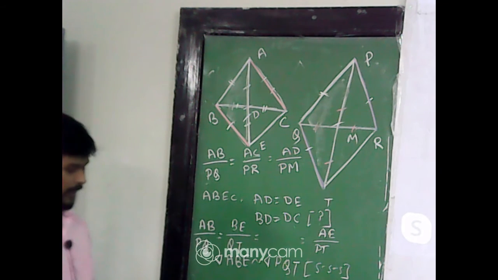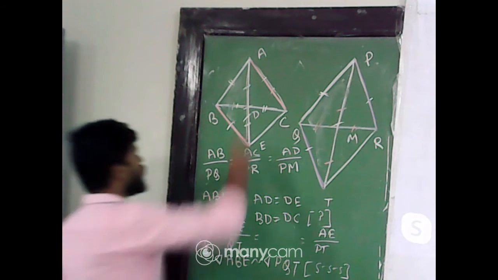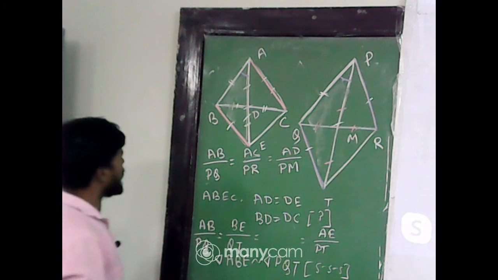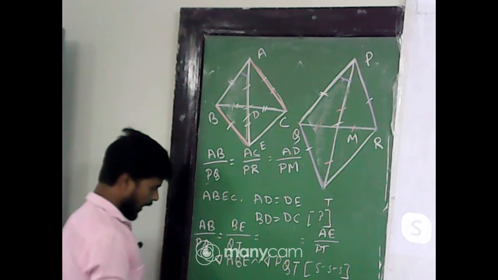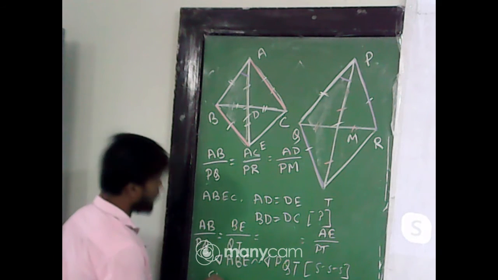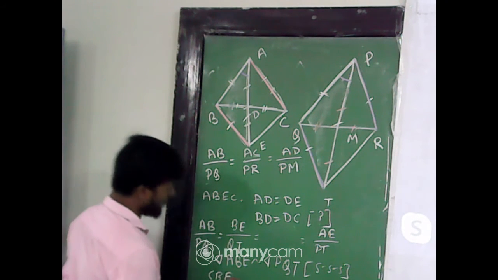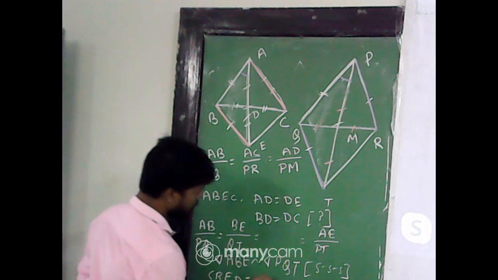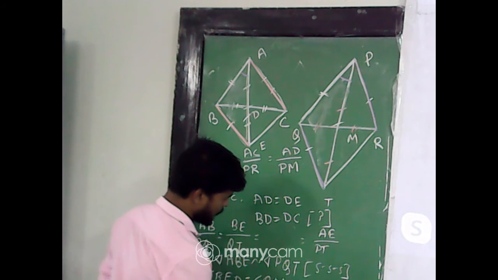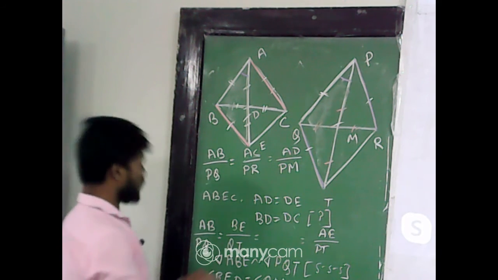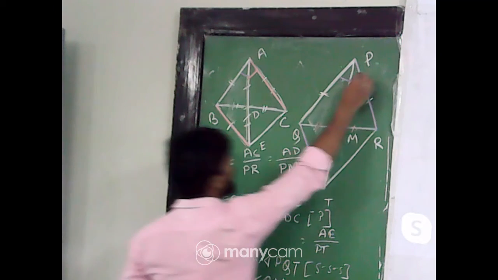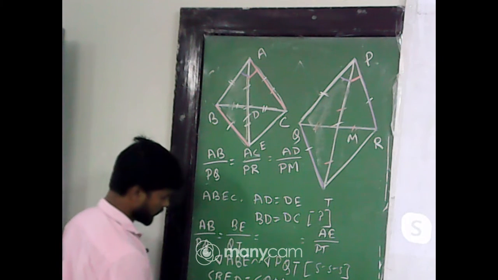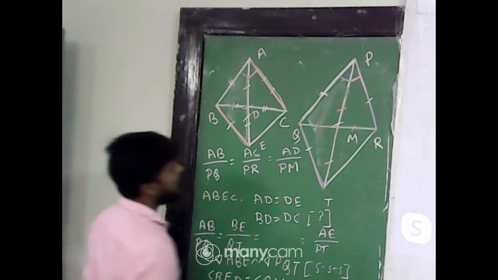Now whenever the triangles are similar, we can say these angles are equal, meaning angle ABE, or BED, is equal to angle QPM. In a similar way we can prove this angle and this angle are equal, meaning angle DAC is equal to angle MPR.